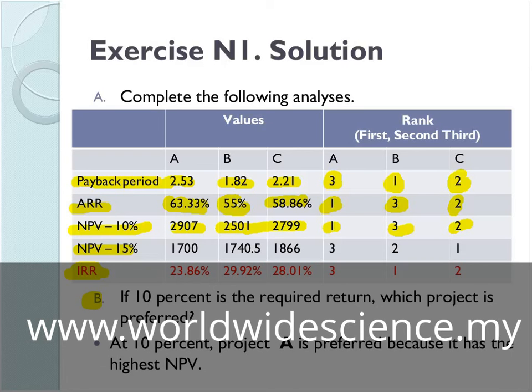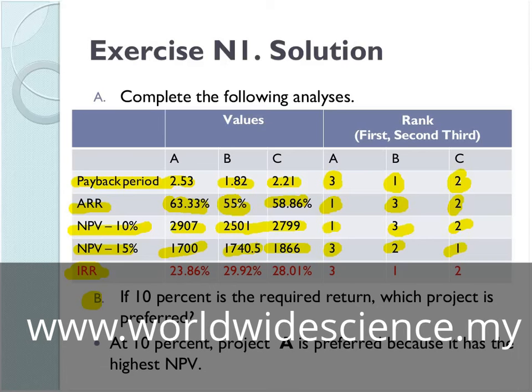And NPV at 15%. After we do the calculation, we get 1,700 for project A, 1,740 for project B, and 1,866 for C. So from this perspective, the first rank is project C, second B, and the last is project A. And IRR I am going to explain to you later.